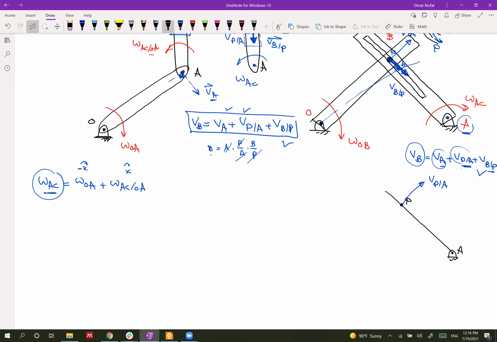Okay, so let's now solve an example with numbers.